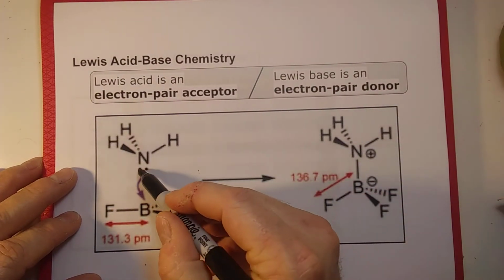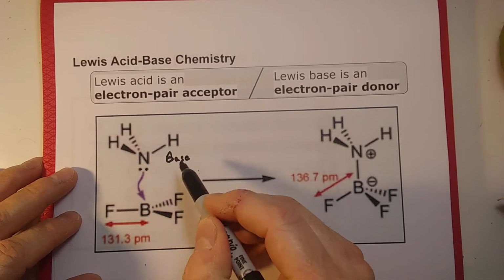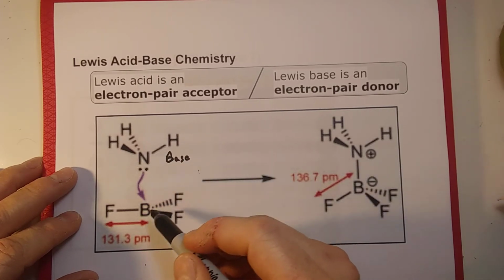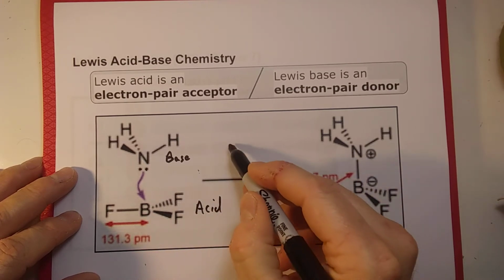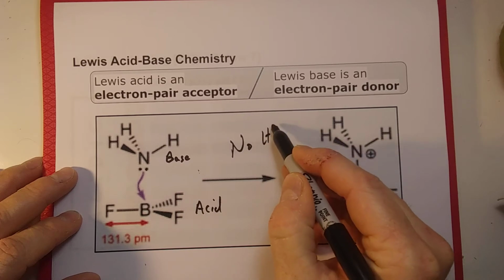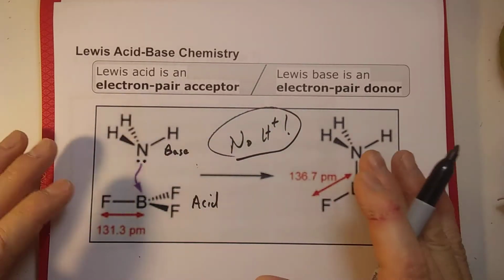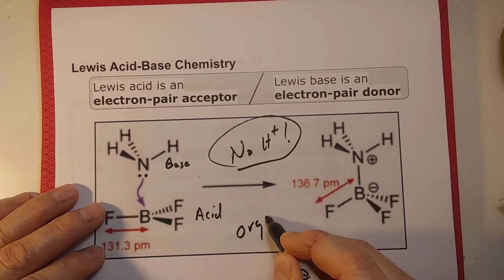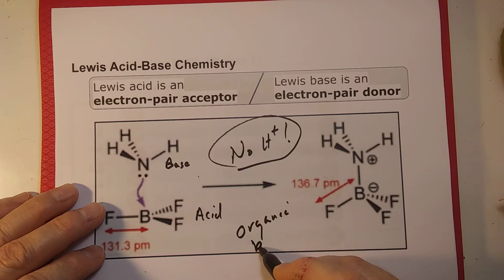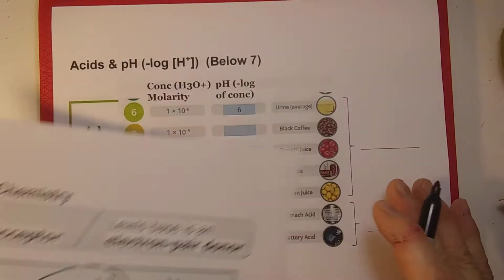We said that the one that donates the nitrogen is the base, or donates the lone pair, sorry. And the one that accepts the lone pair is the acid. There's no proton here, so this is a more broad definition of acid-base chemistry. We see this a lot in organic chemistry. We'll talk sometimes about the Lewis acid and the Lewis base.